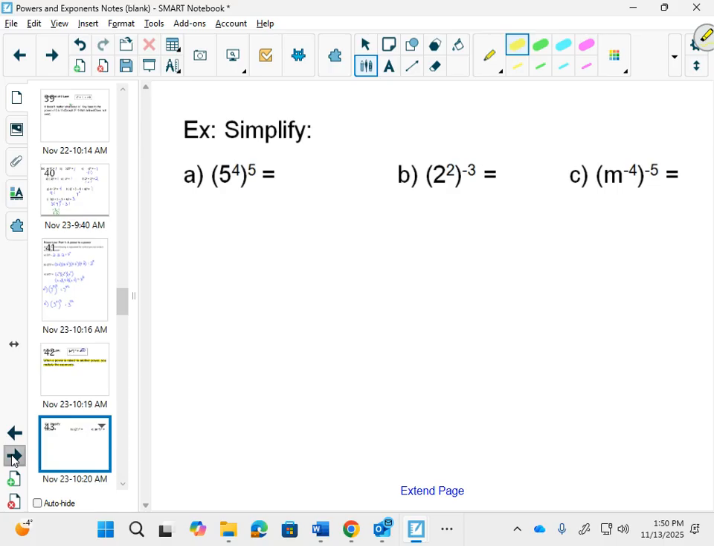So let's see if we can get some of these. What do you think this one's going to be? 5 to the 20, an exponent of 20. 2 to the negative 3 will equal 2 to the exponent negative 6, or you could write this one on the bottom with a positive 6.